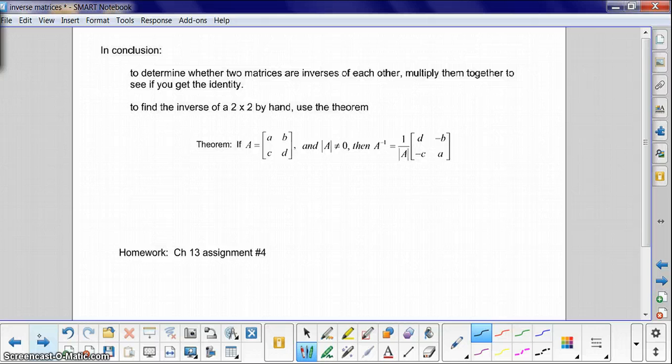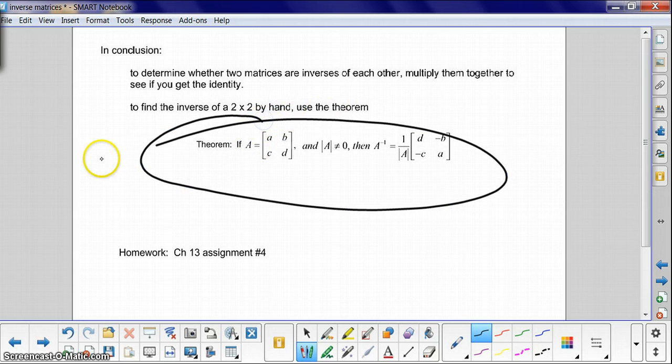All right, in conclusion, to determine whether two matrices are inverses of each other, multiply them together to see if you get the identity. And to find the inverse of a 2 by 2 matrix by hand, use the theorem right here, as long as the determinant doesn't equal 0.